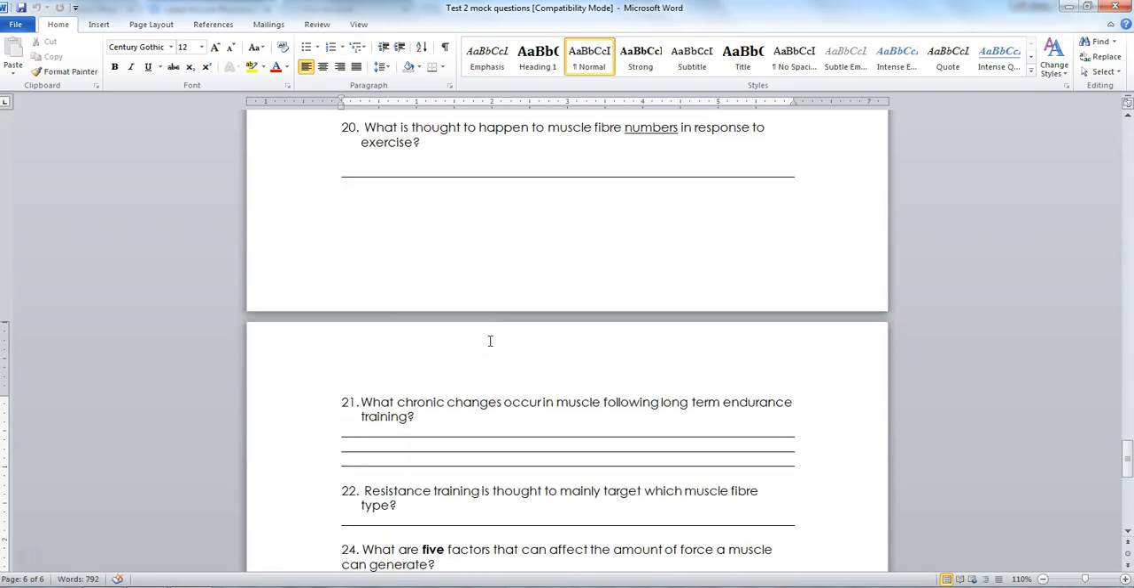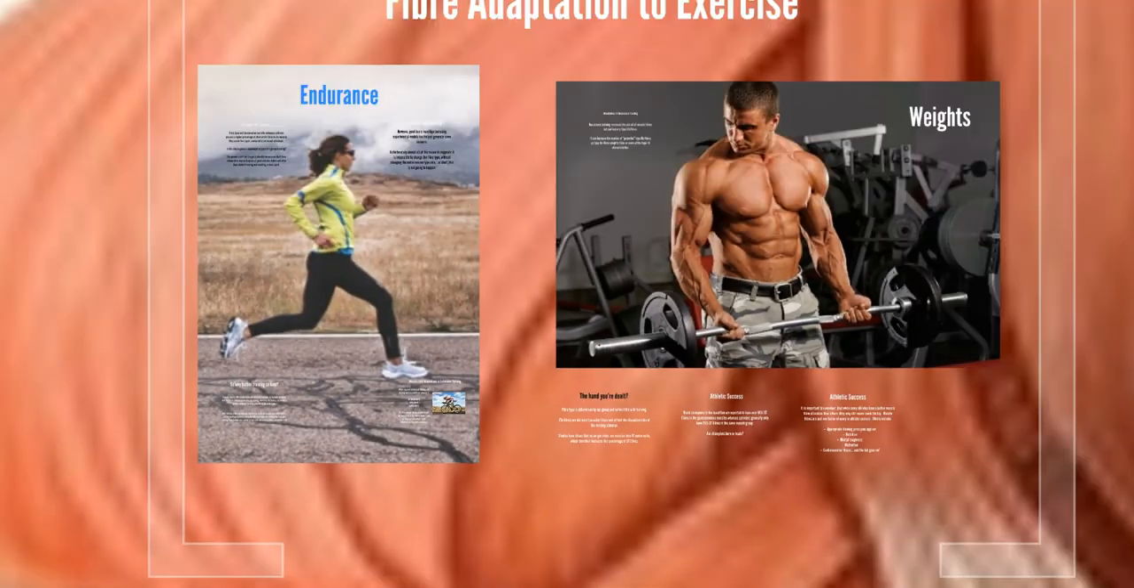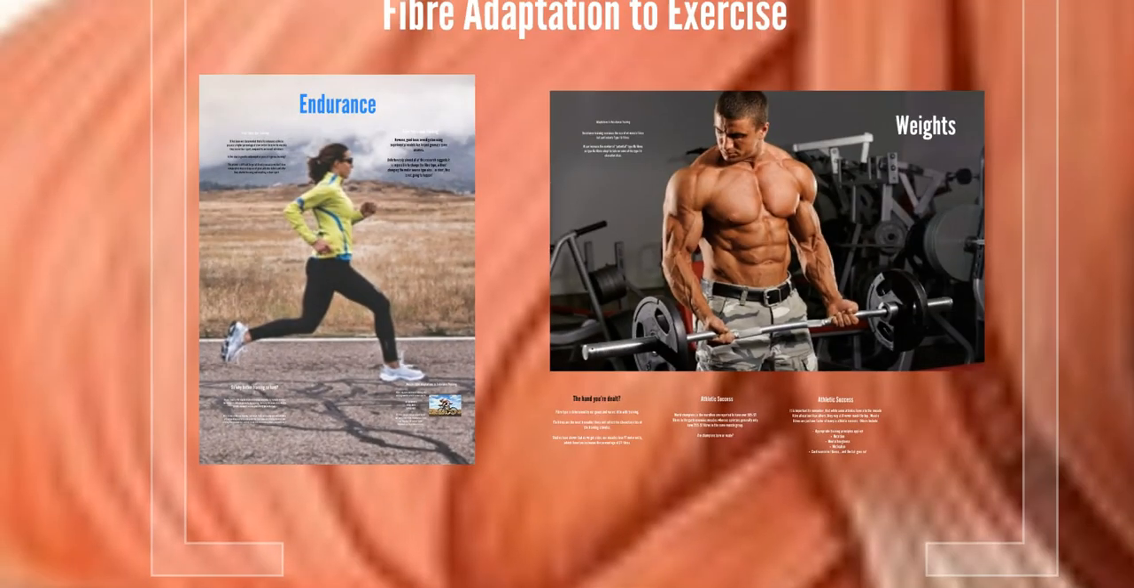And then what chronic changes occur in muscle following long-term endurance training? And the answer is you'll get increases in these 3 things that we just had on screen: increased mitochondria, increased myoglobin, and increased blood flow or capillaries. Those are the 3 answers you're looking for there. So what about weight training? That's endurance.